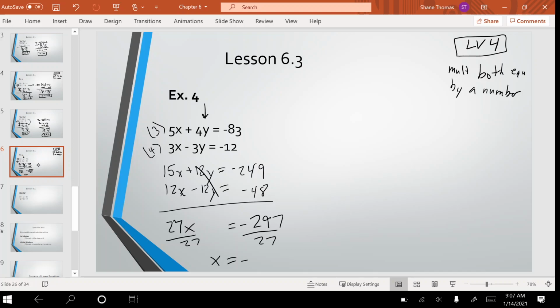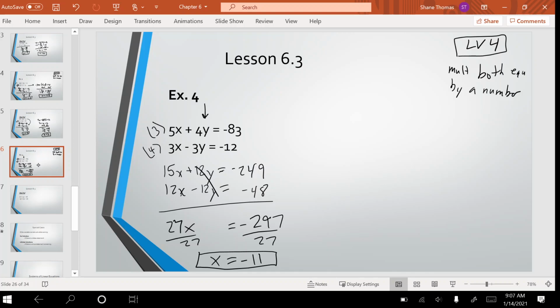It's going to be negative what? Negative 11. Good. 27 times 10 would be 270. Then there's just another 27 on there. All right. So I got that. X equals negative 11. Take that, plug it back into one of the originals.